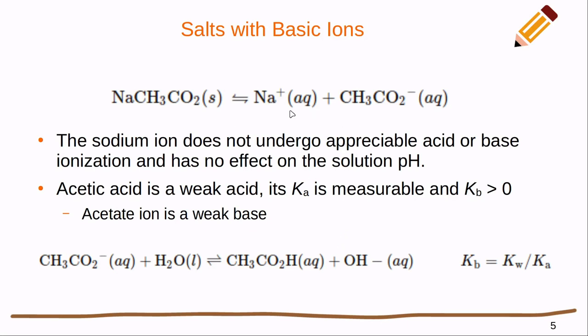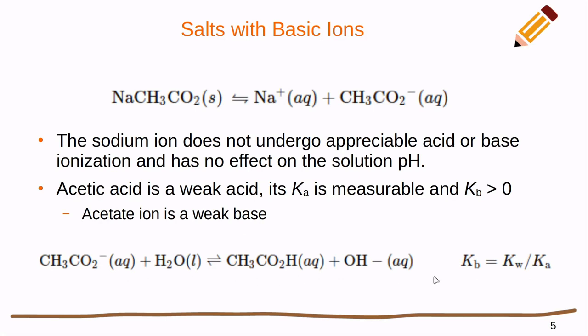In this situation, we have a sodium ion, and we're going to see that sodium ions do not participate in hydrolysis. And we have the acetate ion. The acetate ion is the conjugate base of acetic acid. Acetic acid is a weak acid, and its Ka is measurable, meaning that its Kb is greater than 0. So the acetate ion is a weak base, and this reaction will happen to some extent in water.